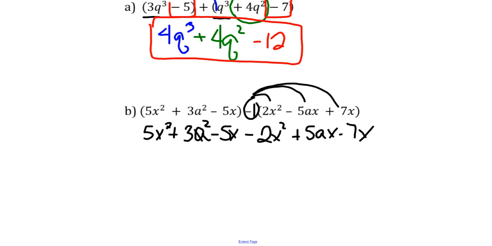And now I can go ahead and combine my like terms. So I've got a 5x squared and a minus 2x squared. That's going to give me 3x squared.